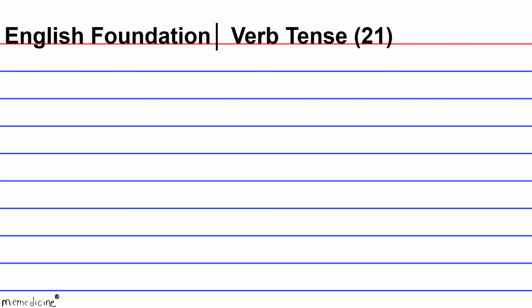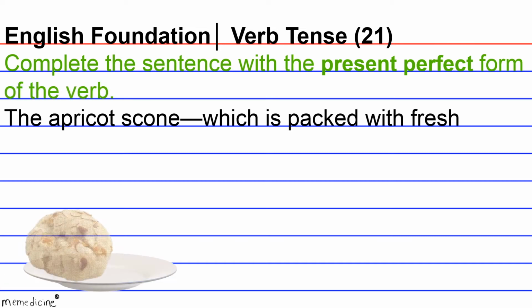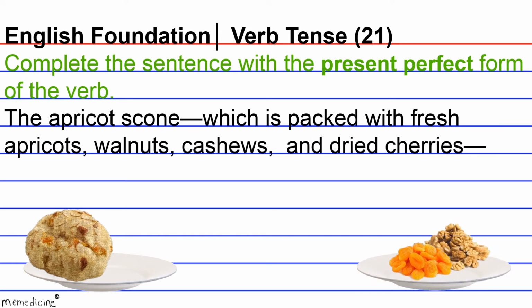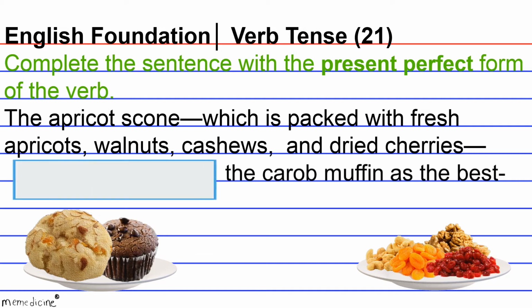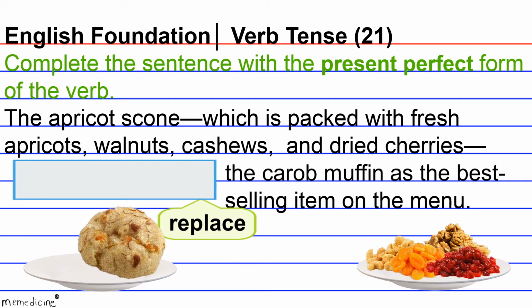English Foundation, Verb Tense, question 21. Complete the sentence with the present perfect form of the verb. The apricot scone, which is packed with fresh apricots, walnuts, cashews, and dried cherries, blank the carob muffin as the best-selling item on the menu. The task here is to shift the tense of replace to its present perfect verb form.